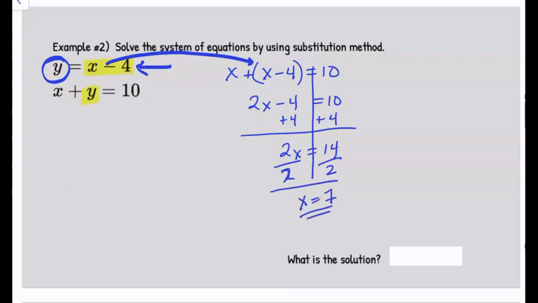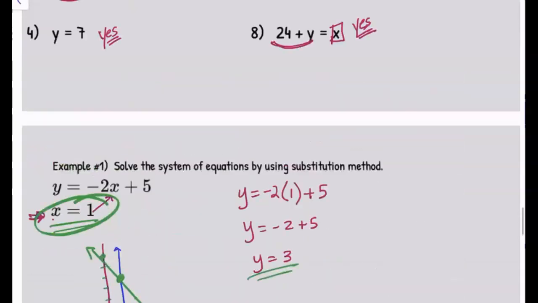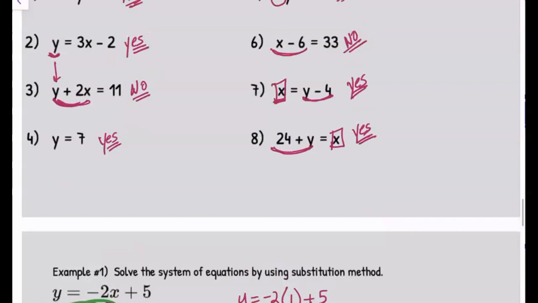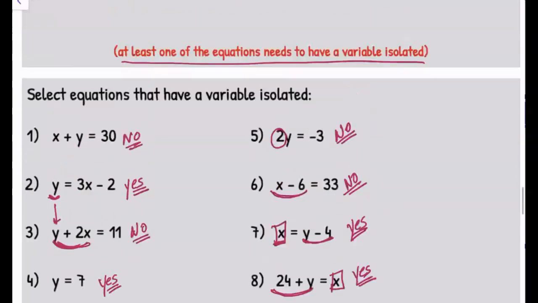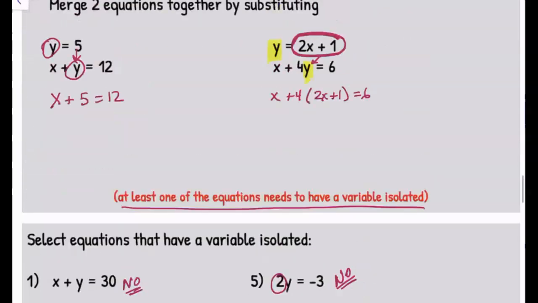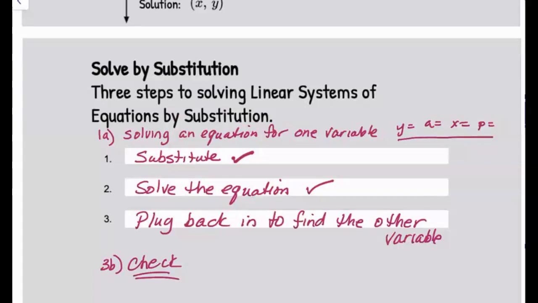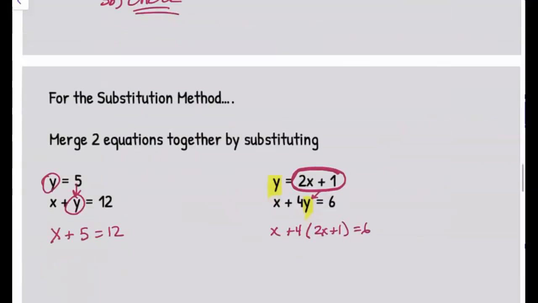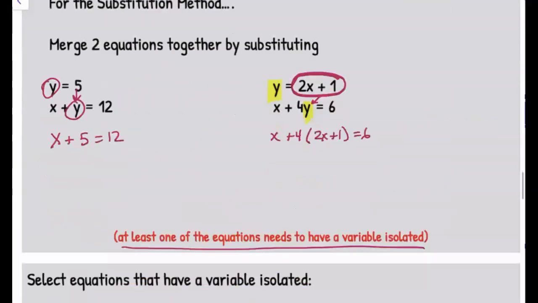Now I know what my x is. So in my solution, my x comma y, I know that x is 7. But now I have to figure out what y is. So if I look back at the steps I wrote way up here, I substituted, I solved the equation, and now I need to plug back in to find the other variable.